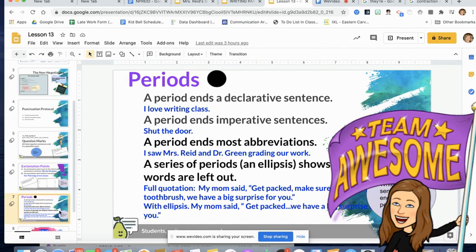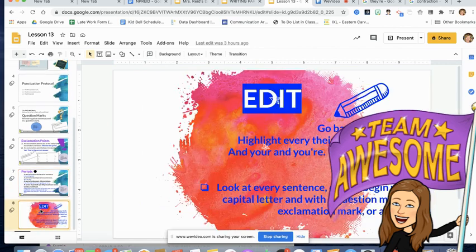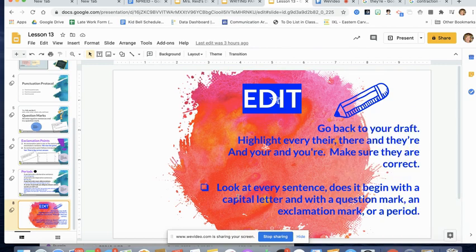Now that is it. You are now going to go back and you're going to edit your draft. So I'd like you to highlight every there, and there, and your, and then you're going to make sure they are all correct. Then you are going to look at every single sentence, and I want you to make sure it begins with a capital letter, ends with a question mark, an exclamation mark, or a period. And that is your challenge today.